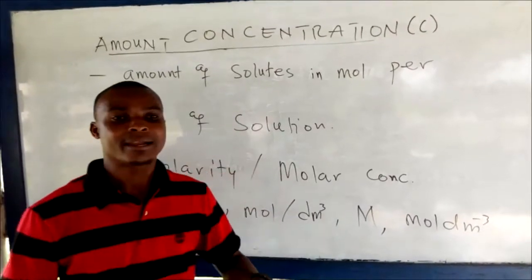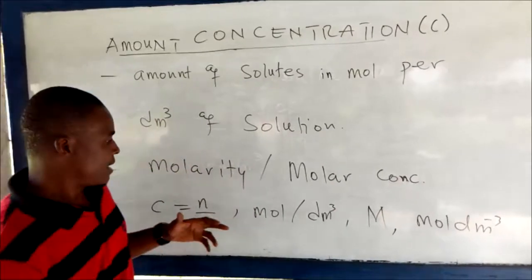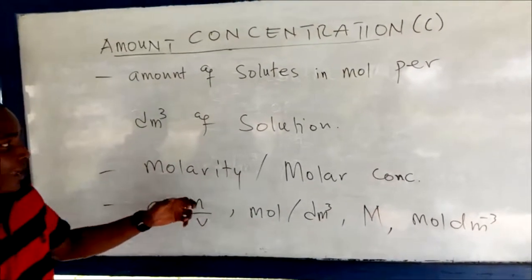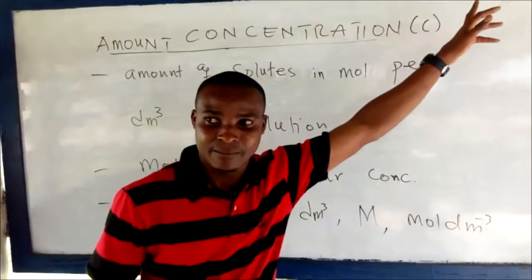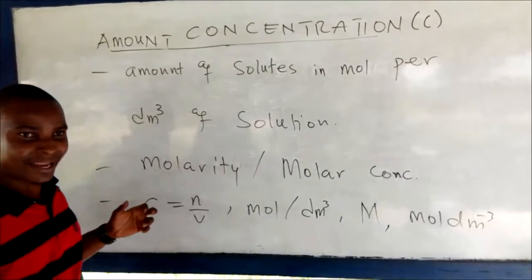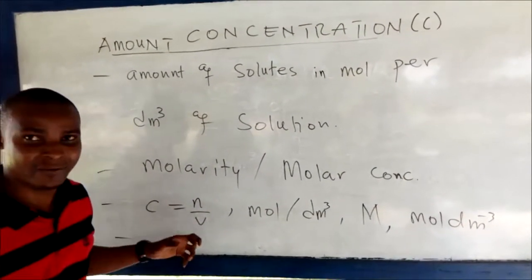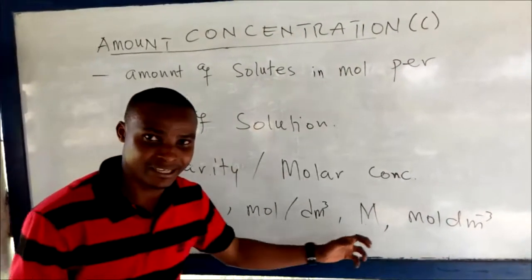Now, expressing molar concentration mathematically will be given as C equals n over V, where the symbol for amount concentration is C. And then C is given by n, which is mole or amount of substance, over the given volume V. So therefore, the unit will be mole per dm cube.